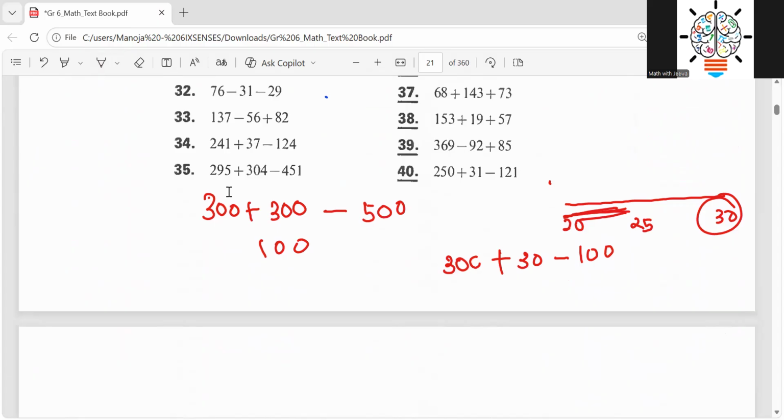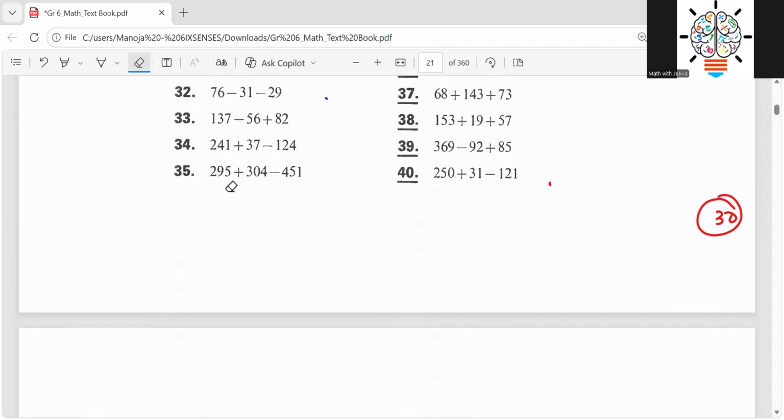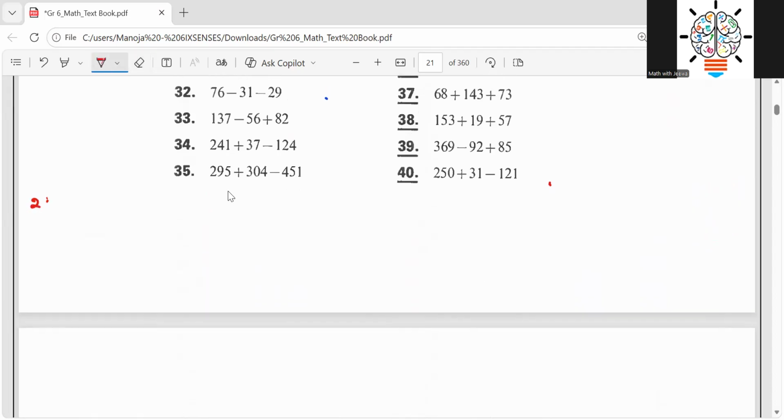So we will try another sum. You just look at this one. Here I will take something like this. Question number 35. What am I supposed to do, 295 plus 304 minus 451? What I do, children, 295 is closer to 300 and 304 is closer to 300, and 451 is closer to 500. Now what has happened? You can write 300.